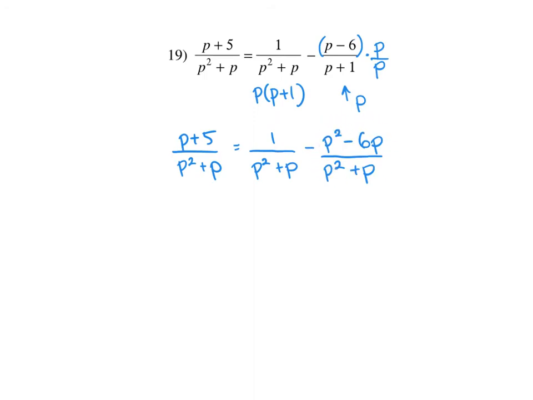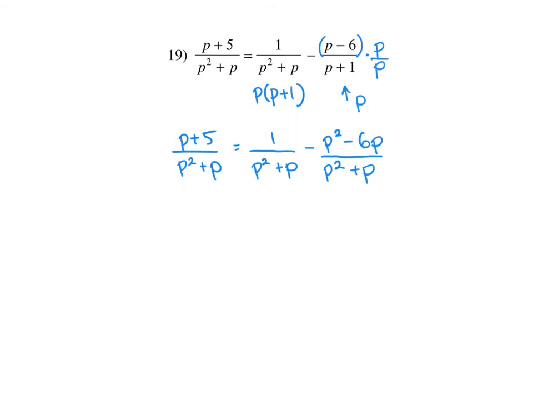I wanted to mention too, though, that because each of these denominators had a factor of p plus 1, remember this is really p times the factor p plus 1, because they all had a factor of p plus 1, I could have actually eliminated that from each of these denominators. However, I'm going to now eliminate the entire denominators, so in fact it didn't really save me that much work.